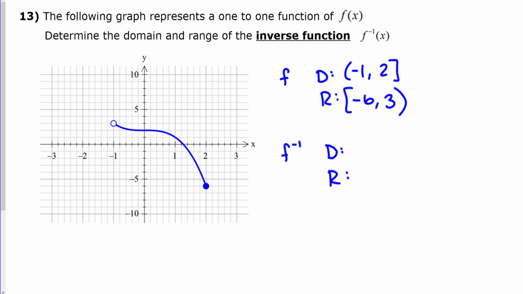So now that we have the domain and range of the function itself, we just swap these two to get the domain and range of the inverse. So the domain of the inverse is going to be from -6 to +3, and the range is going to be from -1 to +2. So they just get swapped.